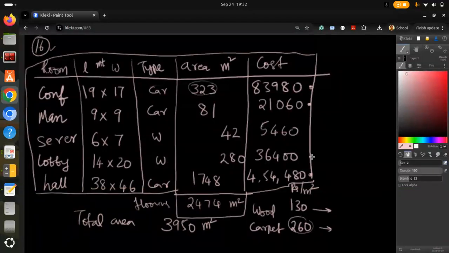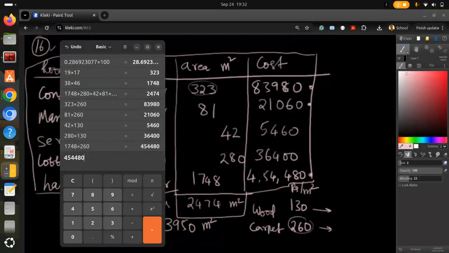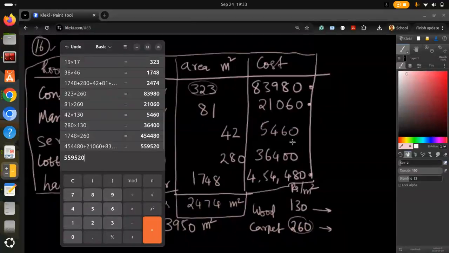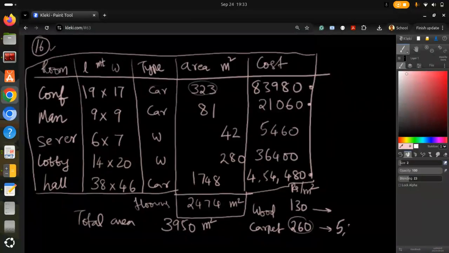Okay, so let us add these three. In fact, let's not complicate. Let's add this. So 83980, already I have this big number, plus 21060 plus 83980. So 5,59,520. So this is the whole cost of carpet.